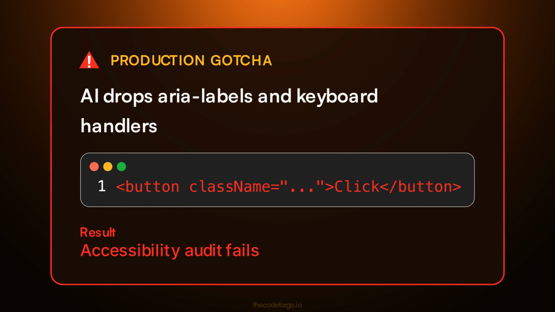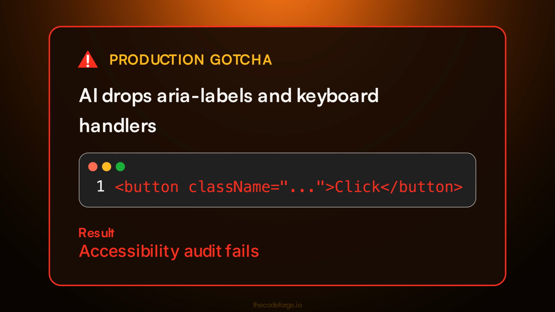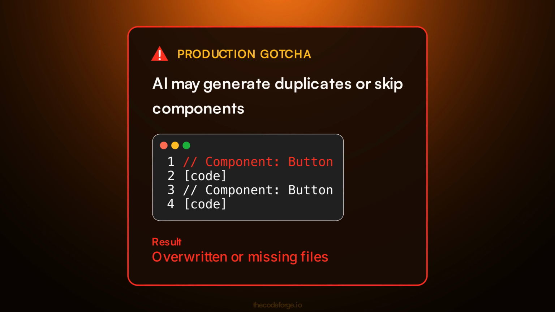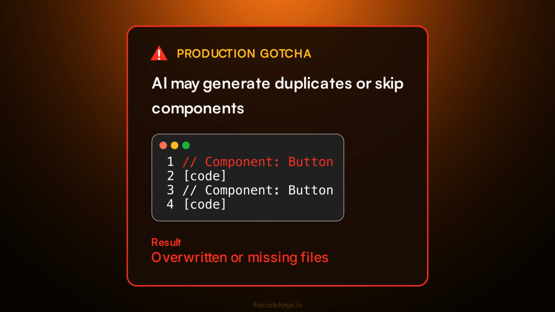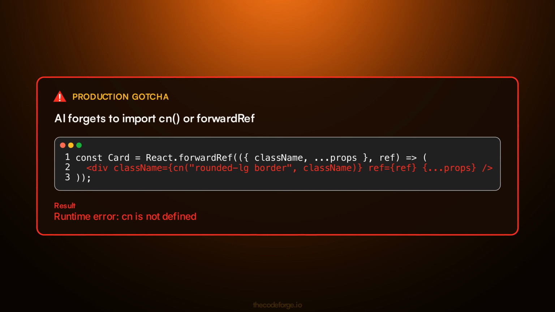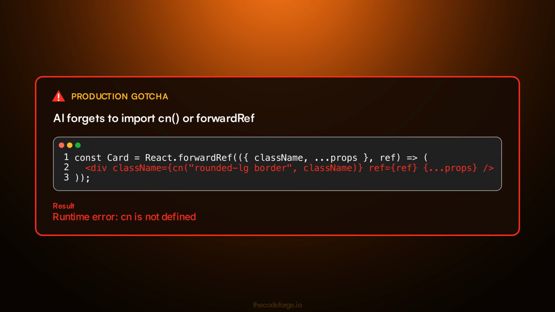This is the exact issue from the incident. The AI generated a button without aria-label or keyboard handlers. Always run a11y linting after batch generation. AI may generate duplicate components or miss some if the prompt is too long. Always validate the output count matches your spec. AI often forgets to import cn or forwardRef. If cn is missing, you'll get a runtime error. Always check imports after generation.